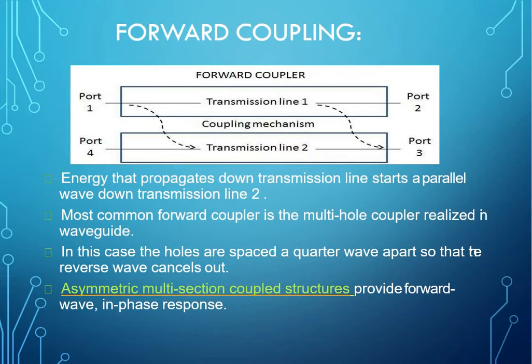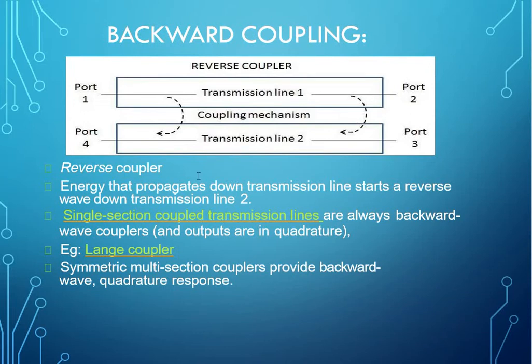Now coming on to backward coupling. Backward coupling is nothing but a reverse coupler where the energy that propagates down the transmission line starts a reverse wave down the transmission line. They are always backward wave couplers.